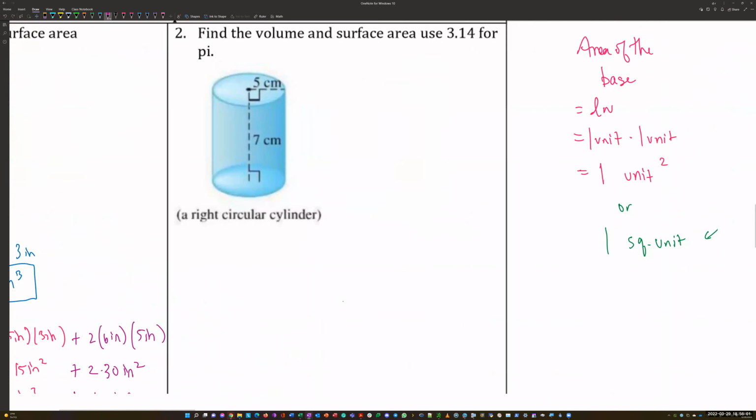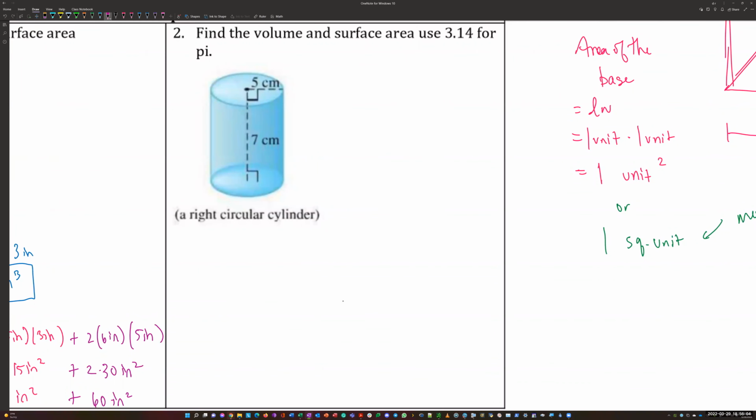Find the volume and surface area, use 3.14 for this. Okay, let's do volume. We haven't really talked about surface area for this one yet. How am I going to figure out the volume of this guy? Base times height. The area of the base times the height of the object is correct. The height I think is pretty easy in this case. So the height is definitely 7.